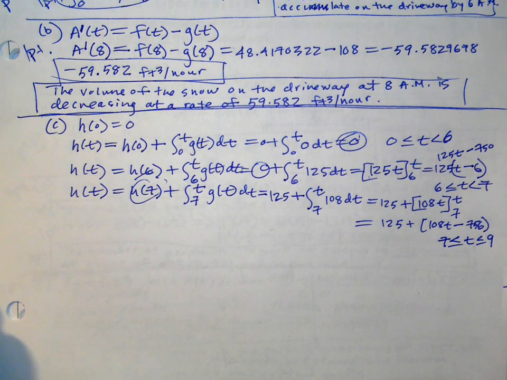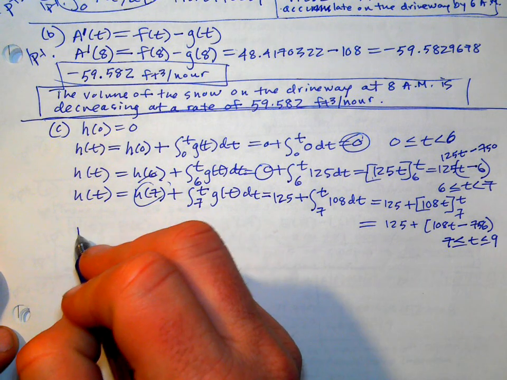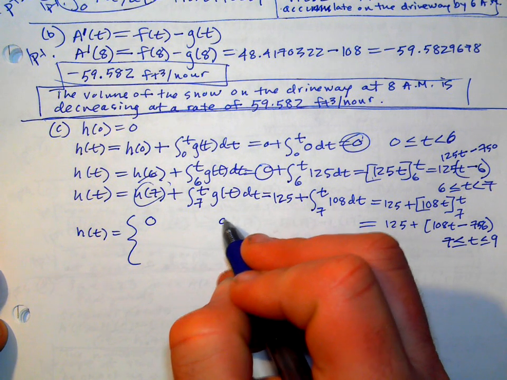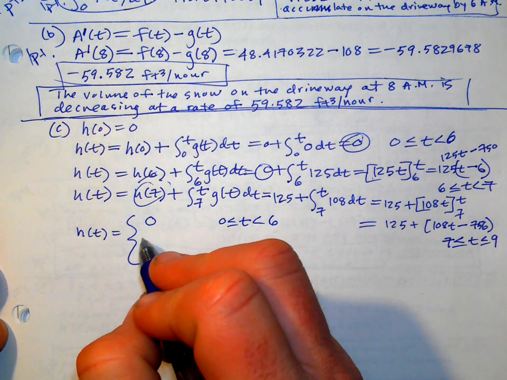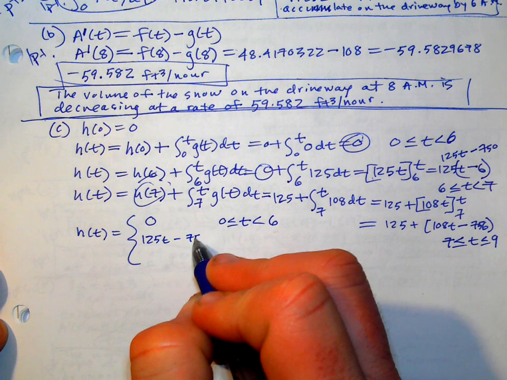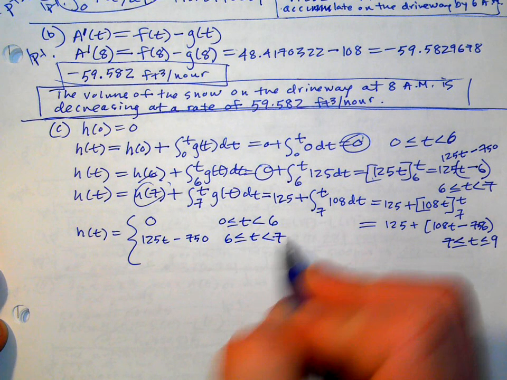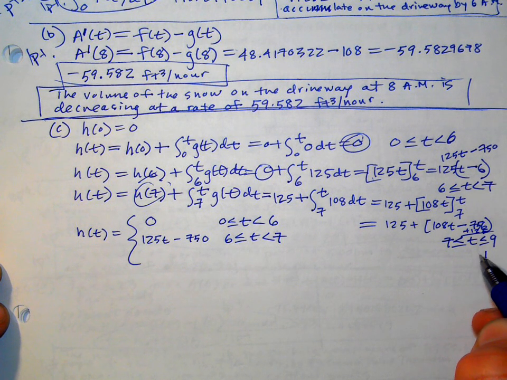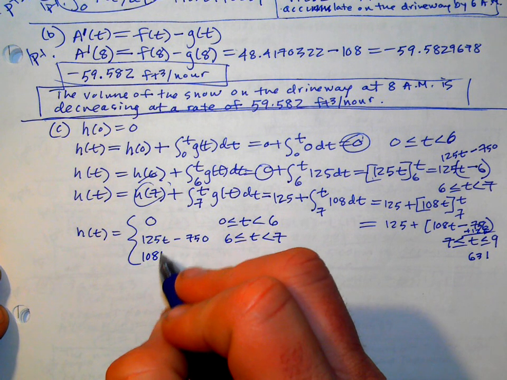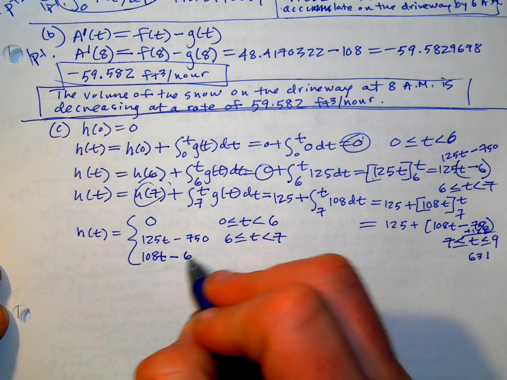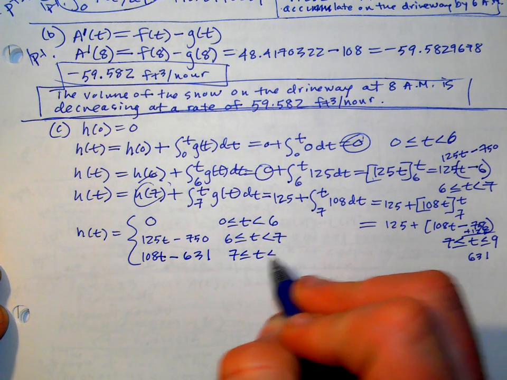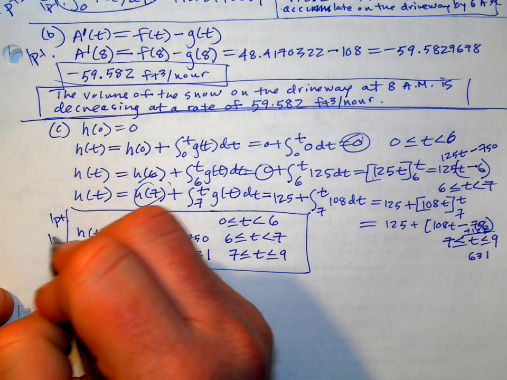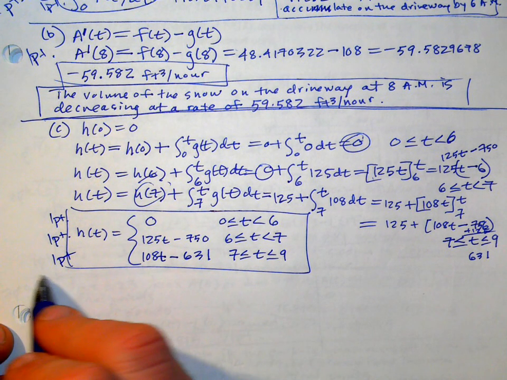Now, I've just done all this work to prep it because it said to write a piecewise function. So we're going to write a piecewise function. All that was just to get ready. So 0 from t to 6, 125t minus 750 from 6 to 7. And then what does this end up being? 125, 136 minus 108t minus 631 from 7 to 9. So that's your piecewise function. One point for each piece. So that was kind of strange.